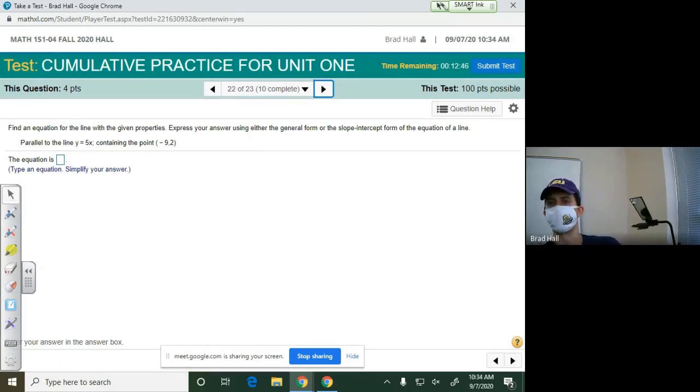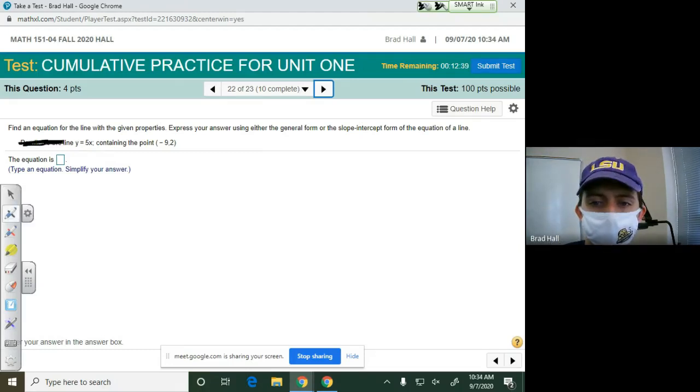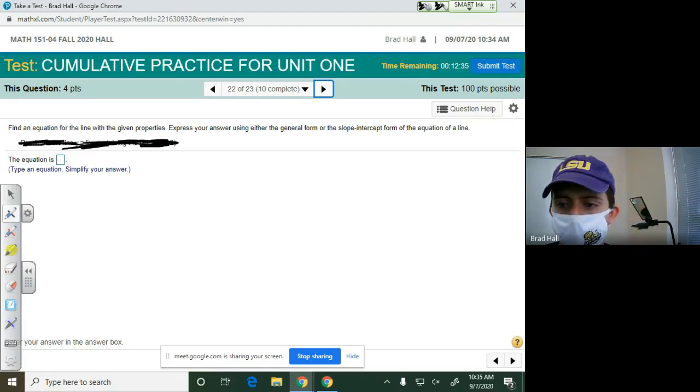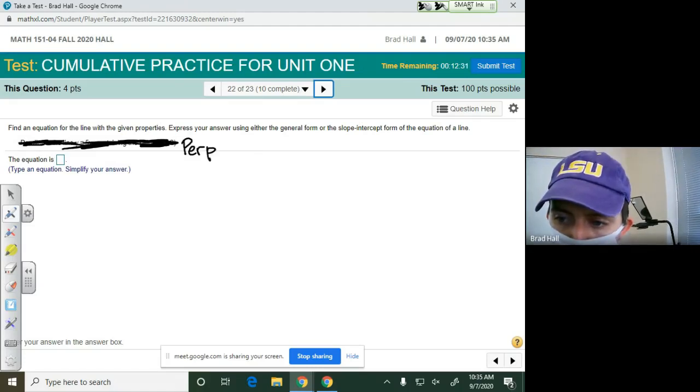Right. This is one I want to do, but I want to change it up. We're going to ignore all of this. It's going to be a perpendicular problem.